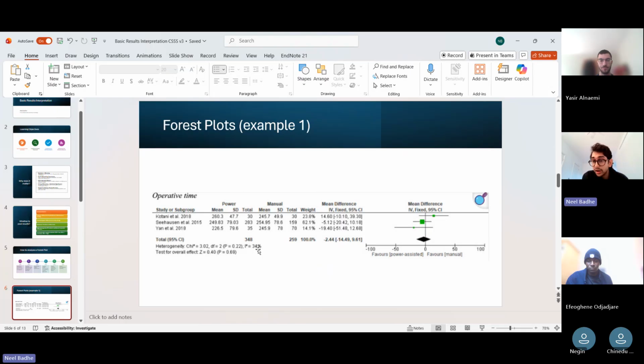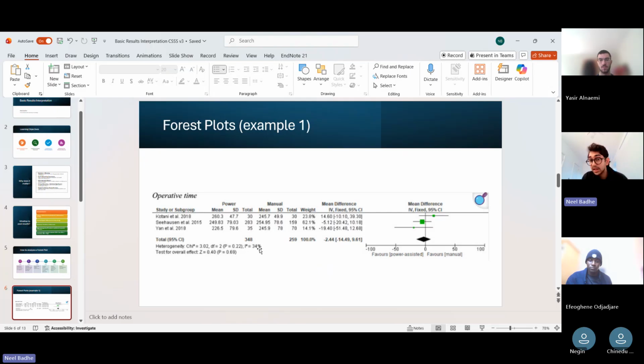Typically, the lower the I-squared, the lower the heterogeneity, the more reliable the estimate. Obviously, you do need to take into account the clinical and methodological factors of the studies. This is purely statistical heterogeneity, but it is often used to guide which model of meta-analysis you use. So this is quite low. Typically, a threshold of 50 or 75 is used.